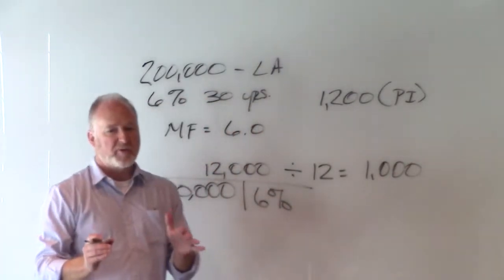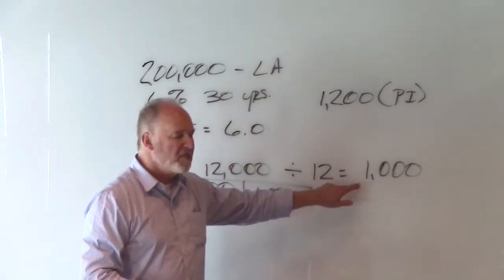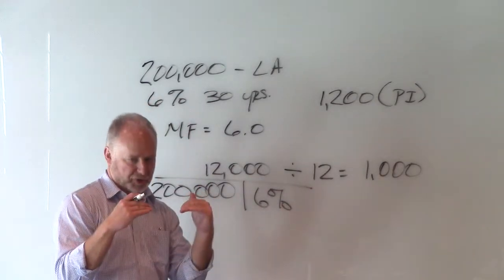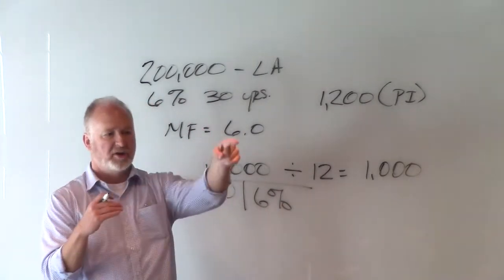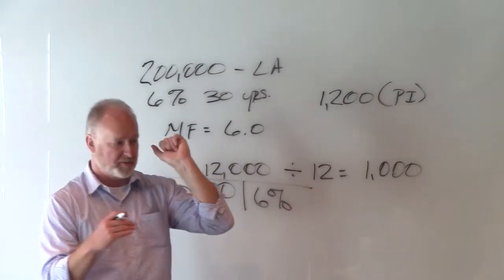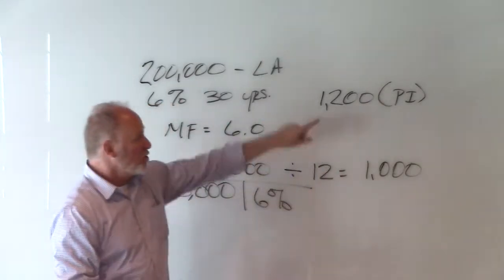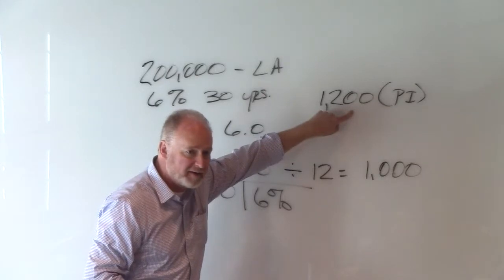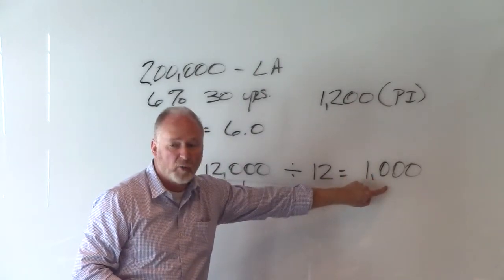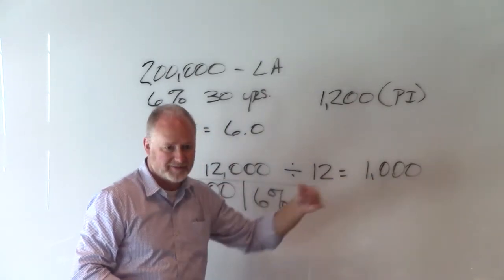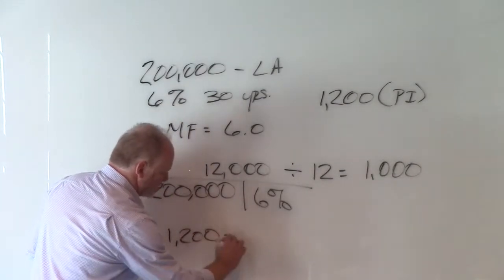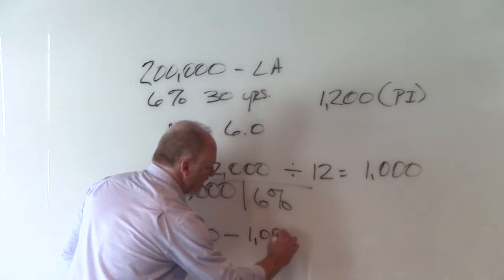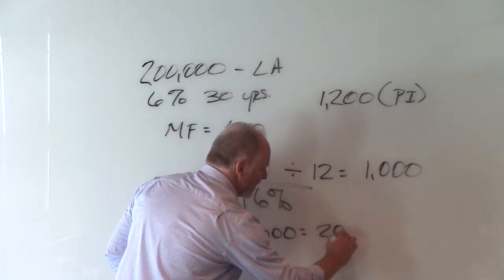Now this is like Jeopardy. What is 1,000 the answer to? What question is 1,000 the answer to? How much interest was paid this month? You made a $1,200 payment. 1,000 of it went towards interest. Where'd the rest of it go? So 1,200 minus 1,000 equals 200.